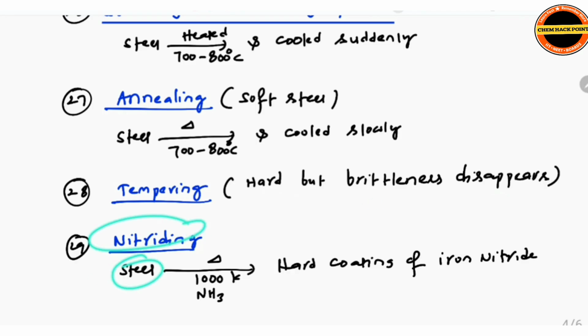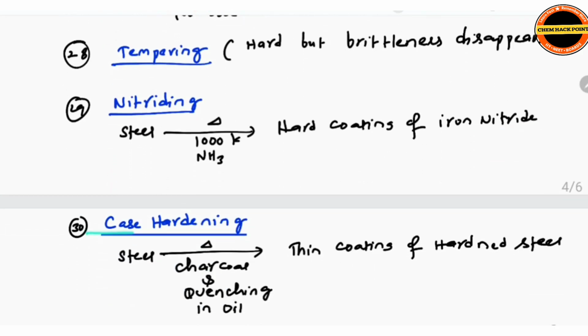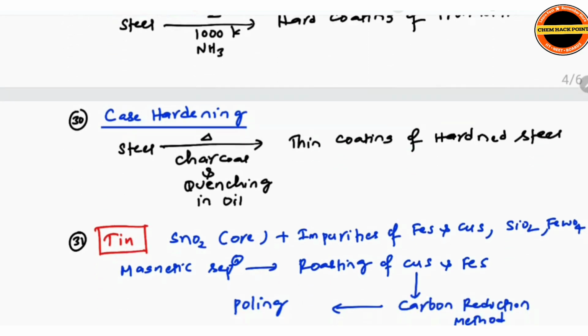Nitriding: steel on heating around 1000 Kelvin in the presence of ammonia, a hard coating of iron nitride is formed. Case hardening: steel when heated along with charcoal and then quenched in oil, directly dropping into oil, a thin coating of hardened steel is developed.